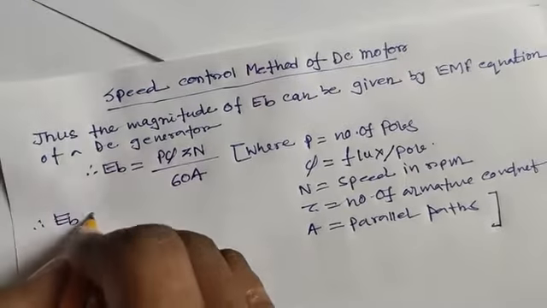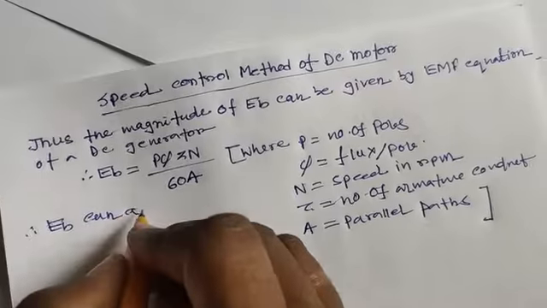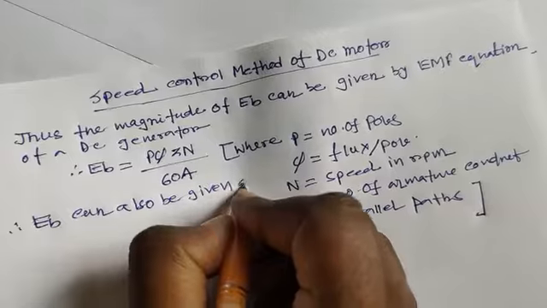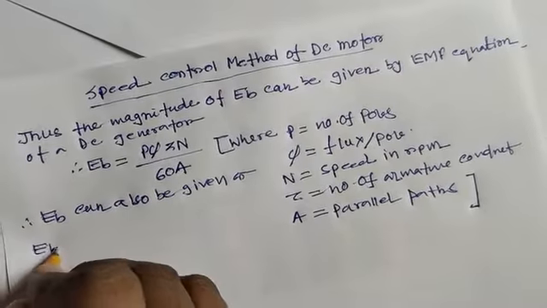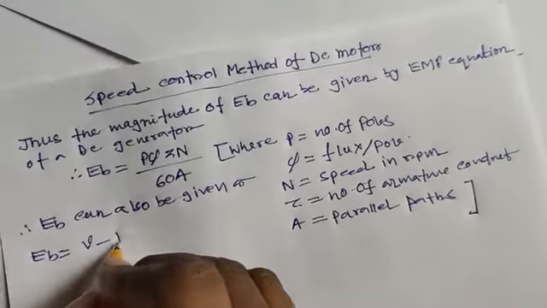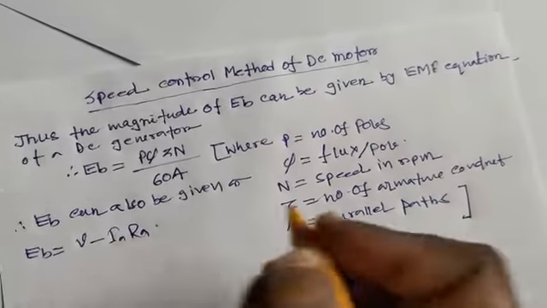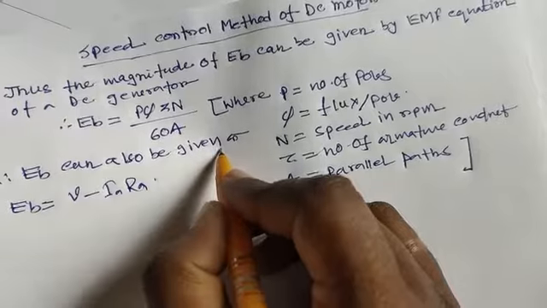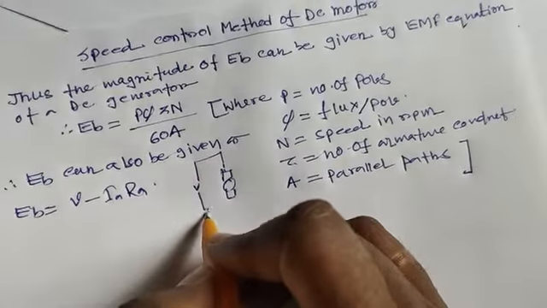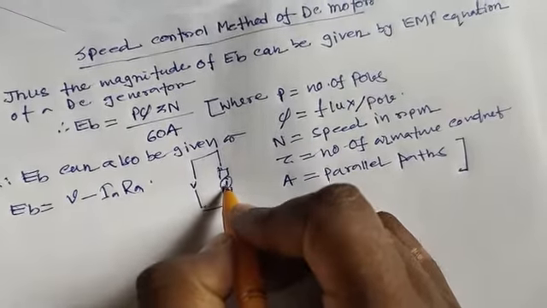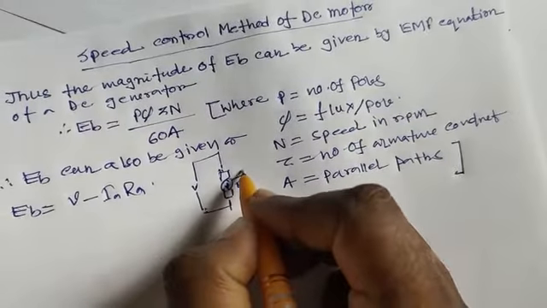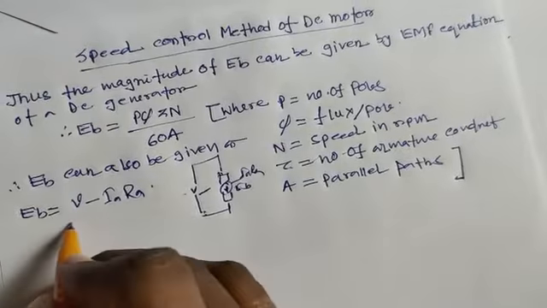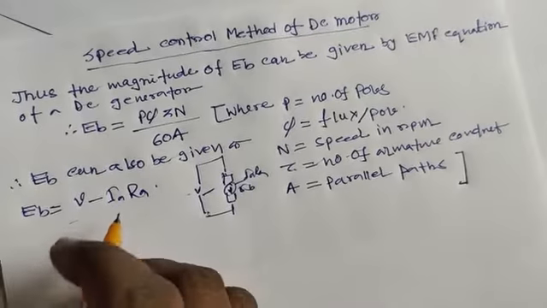EB can also be given as EB is equal to V minus IA RA from equivalent circuit diagram. This is the equivalent circuit diagram. This is the supply. Here is generator EMF EB and internal resistance drop IA RA, supply voltage V. From this equation, EB is equal to V minus IA RA.